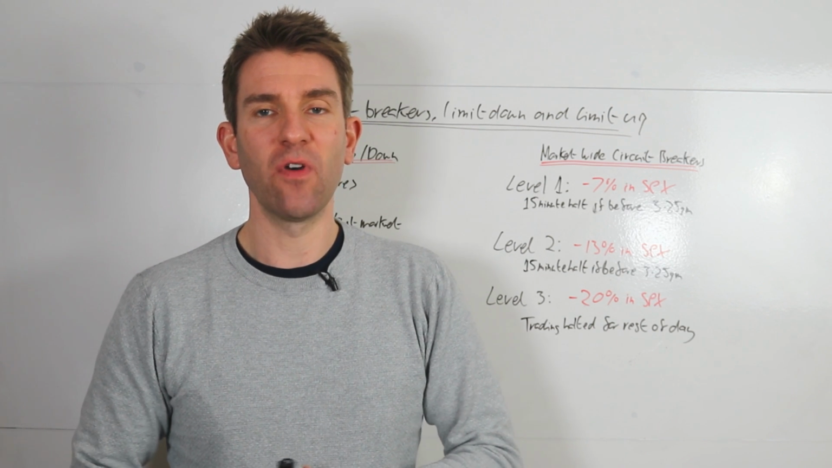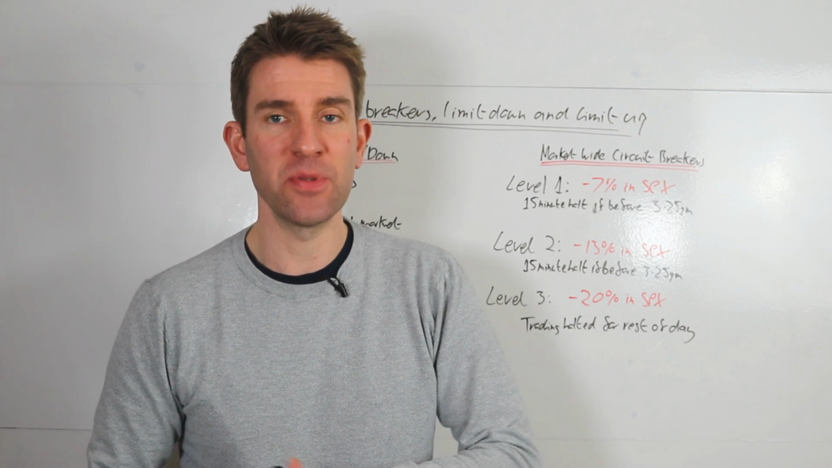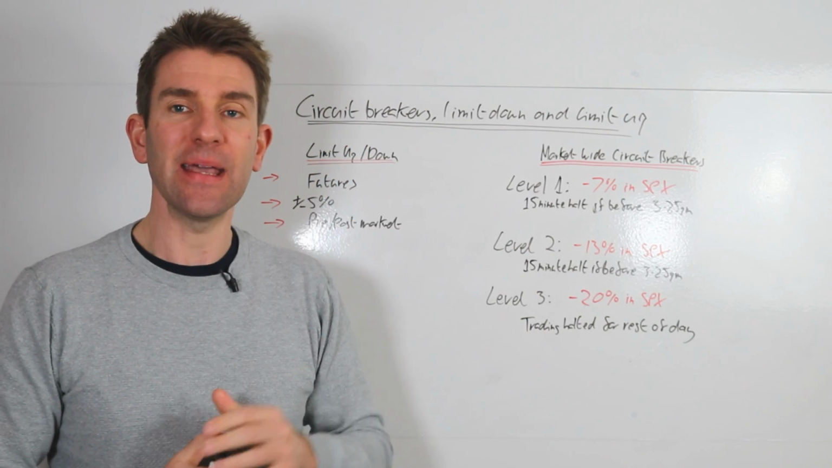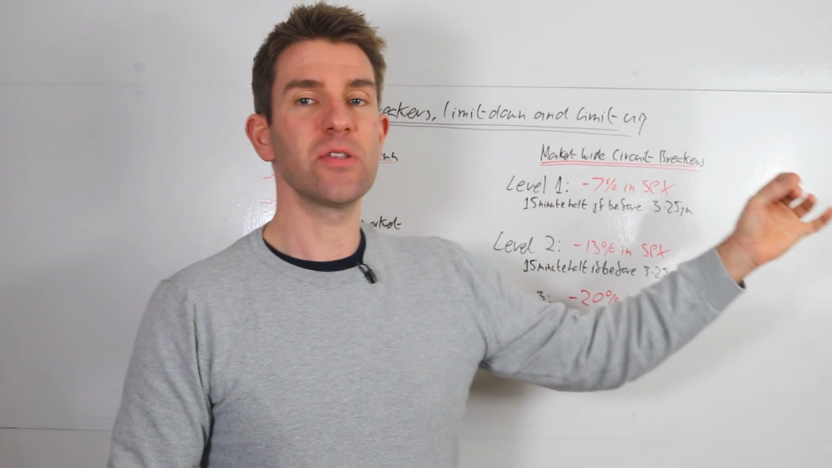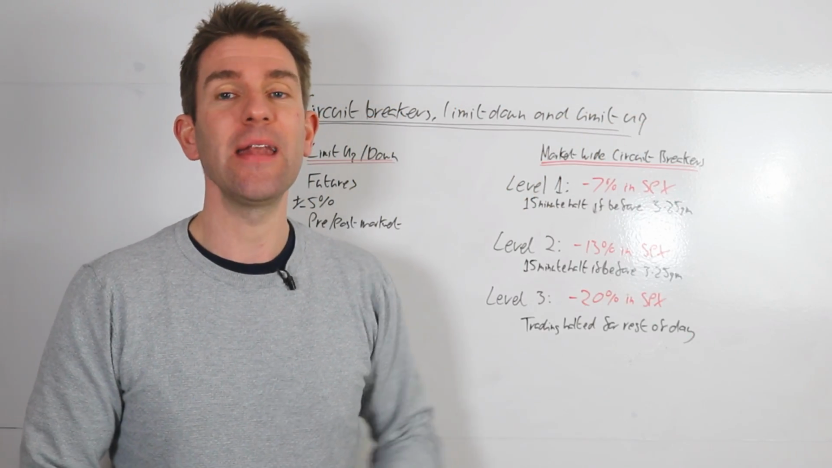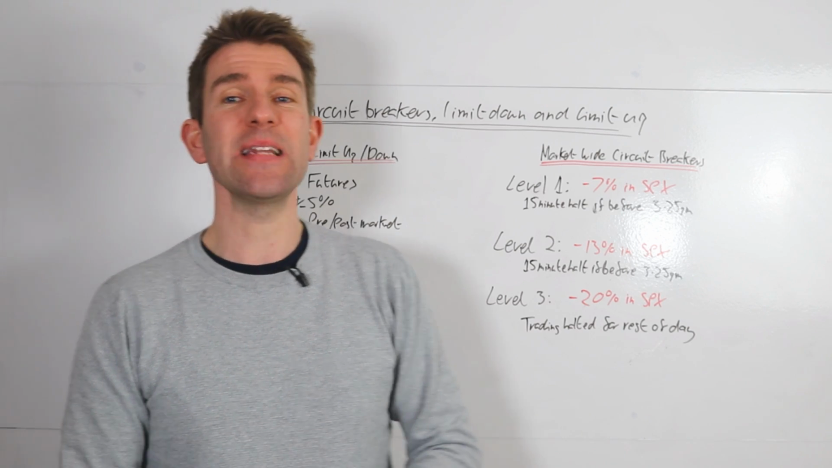Alright, so with volatility comes the potential to hit what's known as limit up, limit down, or what's otherwise called, with a slightly different variation of a limit, market-wide circuit breakers. So what is limit up and limit down?